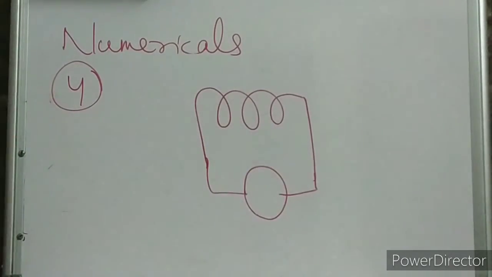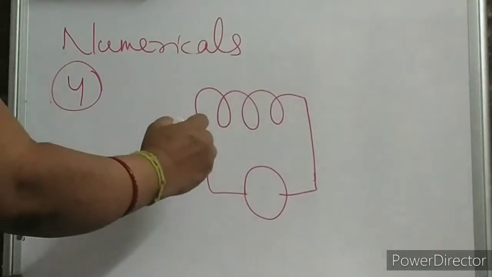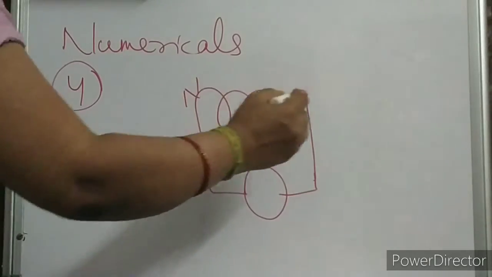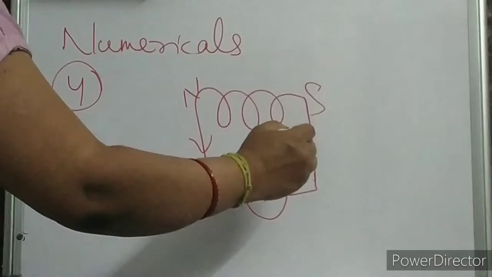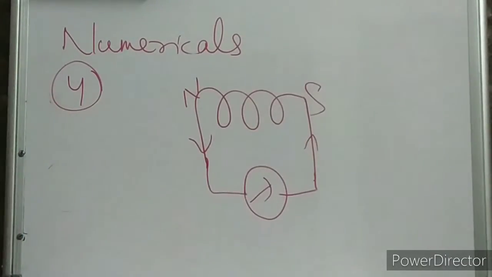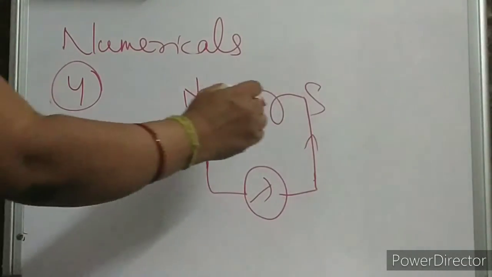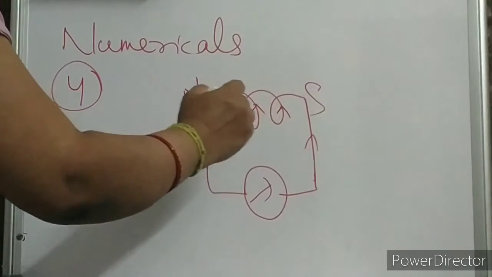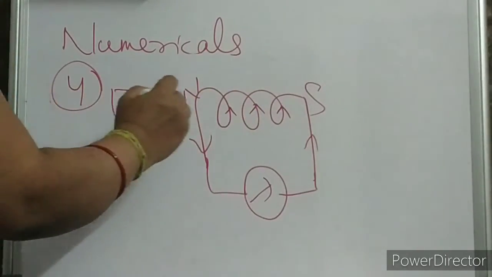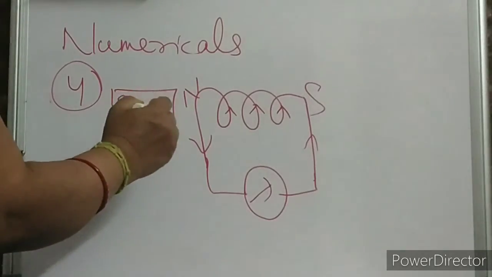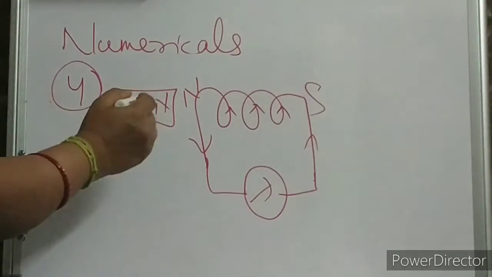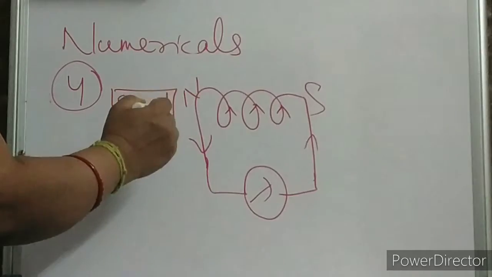Galvanometer is given, children. And here it is written north pole, here south pole. Galvanometer direction is given. Current is flowing like this, and the direction of current is like this. Here one magnet is over here, and the poles are also given. Everything is given. Then what to find, children?